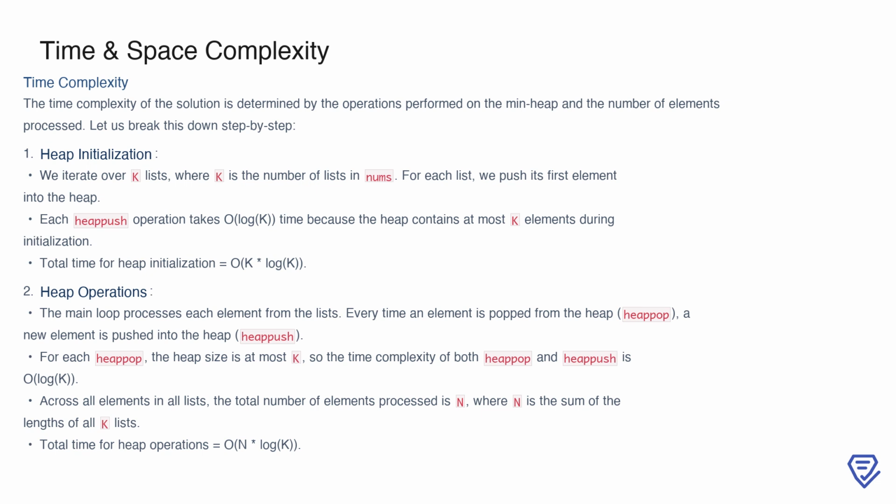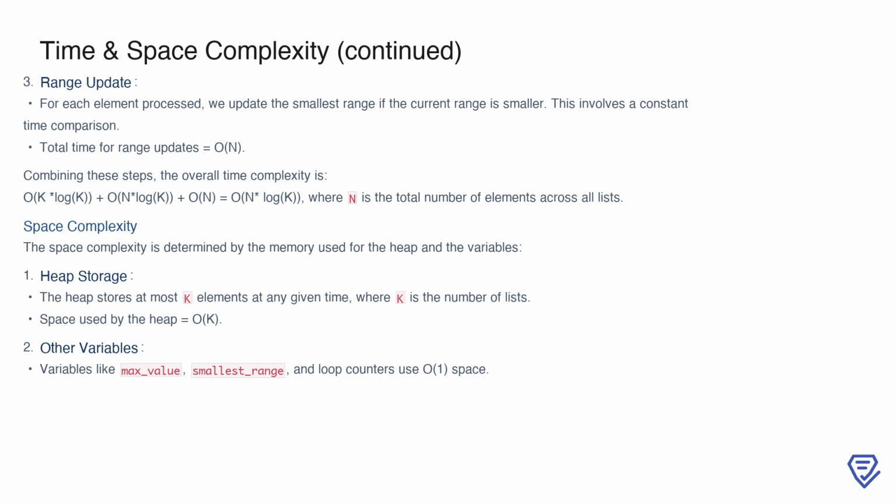Now, let's consider the time spent updating the range. For each element processed, we check if the current range is smaller than the previously recorded smallest range, which involves a constant time comparison. Since this happens for each of the n elements, the total time for range updates is O(n). Combining all these steps, the overall time complexity can be expressed as O(k * log k) plus O(n * log k) plus O(n), which simplifies to O(n * log k).